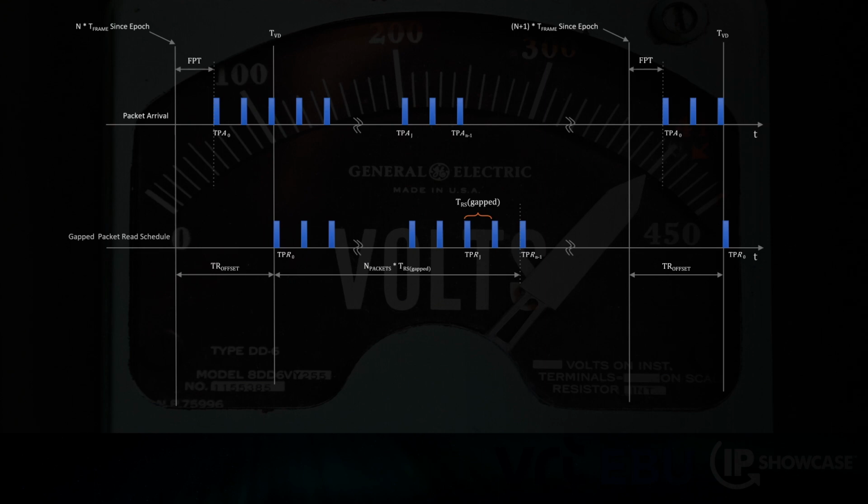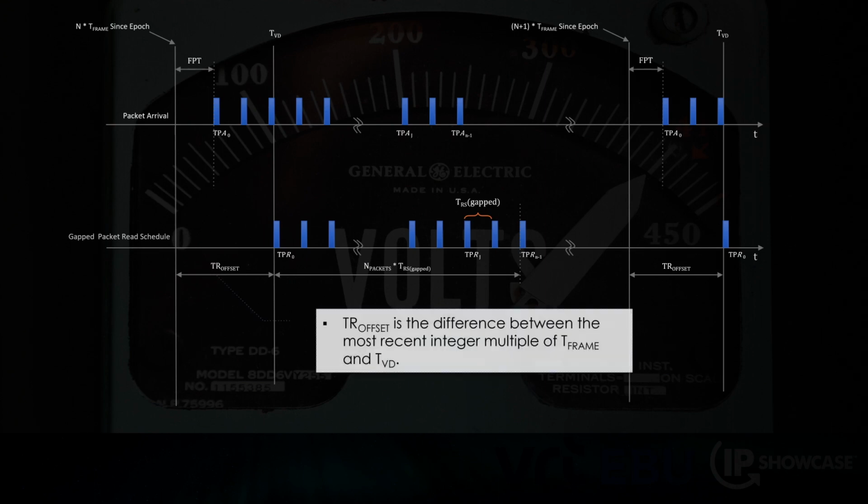So we did a few things like TR offset, which is the difference between the most recent integer multiple of T-frame and TVD. And then we said, well, what's the first packet timing? We also defined FPT as an abbreviation so that everybody will use the same thing. And we say, okay, that's TPA0, when your first packet arrives at your receiver, minus n times T-frame.